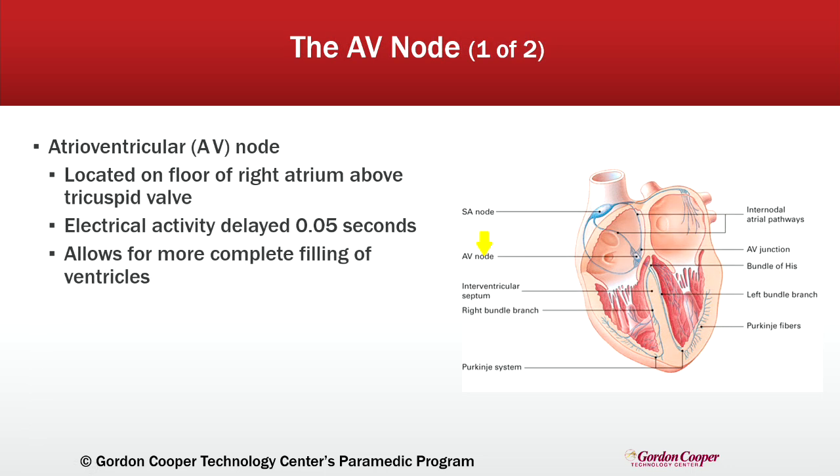Now, after the impulse travels through the internodal pathways, it reaches the AV node, or the atrioventricular node. That's a critical point in the electrical conduction system. Now, where is it located? The AV node sits on the floor of the right atrium, just above the tricuspid valve, so it's in a pretty key spot, right in the middle of the action. So what does the AV node do? One of its main jobs is to delay the electrical impulse by about 0.05 seconds.